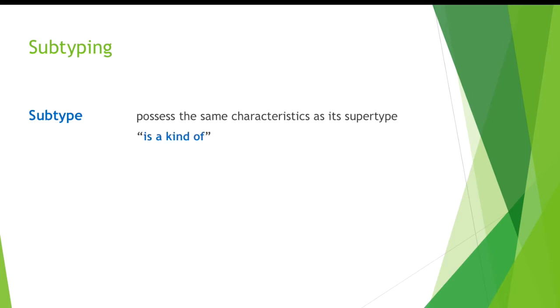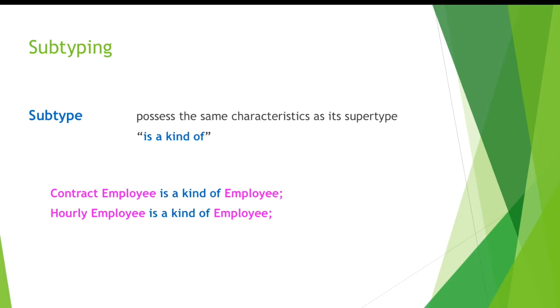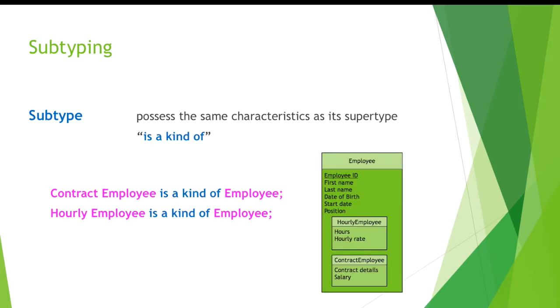Another concept of FIML is subtyping, where all subtypes possess the same characteristics as its supertype. And in FIML, this is written as "a kind of". For example, contract employee is a kind of employee, and hourly employee is a kind of employee. When we look at the ERD again, and remember that all the subtypes were inheriting all the attributes and relationships of its supertype, it is a similar concept for FIML, where the object types have the same characteristics of its supertype.